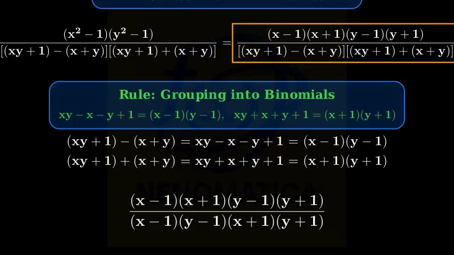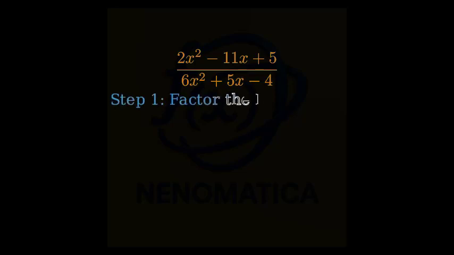Step 5. State the simplified value and restrictions. The expression simplifies to 1. Here is the given expression. Step 1. Factor the numerator.